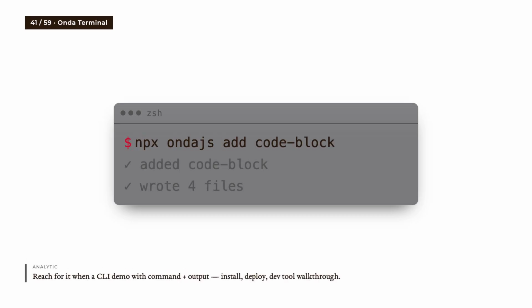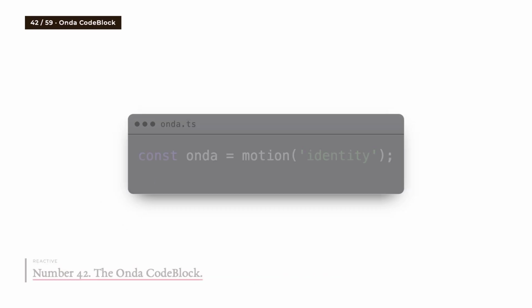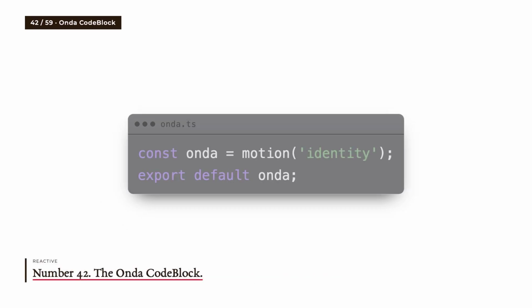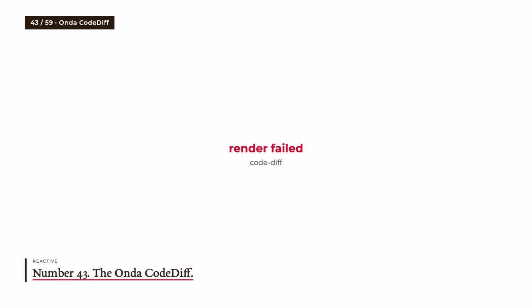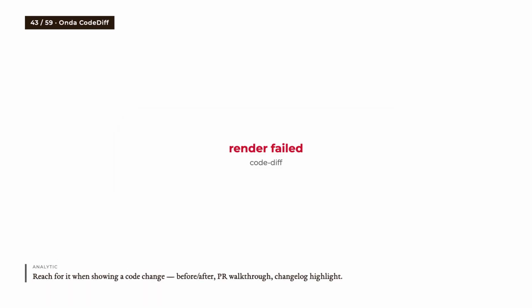Number 41, the Onda Terminal. Reach for it when a CLI demo with command plus output, install, deploy, dev tool walkthrough. Number 42, the Onda CodeBlock. Reach for it when a static code snippet, install commands, examples, config. Number 43, the Onda CodeDiff. Reach for it when showing a code change, before, after, PR walkthrough, changelog highlight.